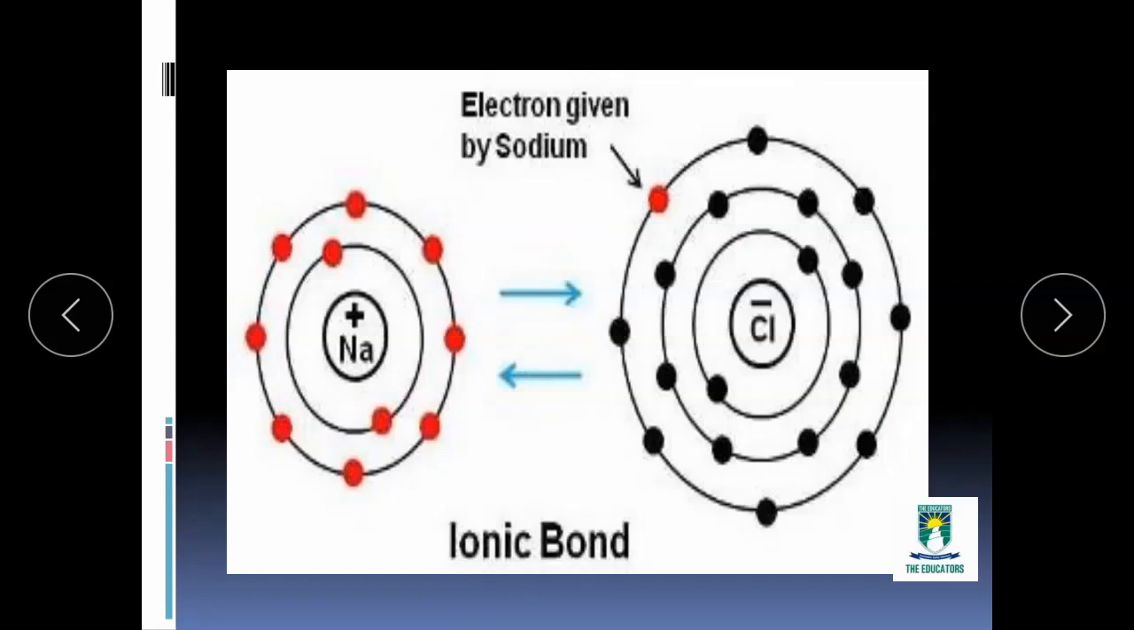Electron given by sodium. Here, these red dots represent the electrons of sodium, whereas these black dots represent the electrons of chlorine. The red dot represents that this electron does not actually belong to chlorine. This electron is transferred by sodium. So this is how an ionic bond is formed between sodium and chlorine.